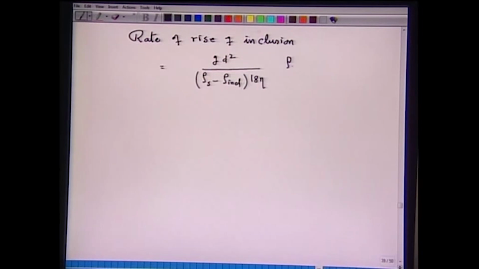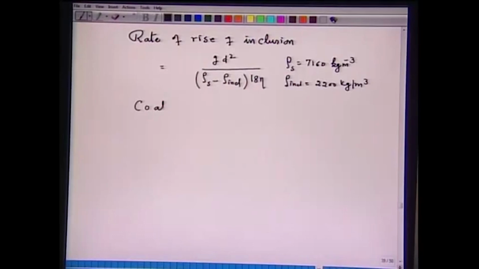viscosity. Now, if I take rho s, that is the density of steel, as 7160 kilogram per meter cube, and rho inclusion, for example, 2200 kilogram per meter cube, then a 5 micron meter and 50 micron meter spherical size inclusion will take 3000 minutes and 50 minutes respectively to float a bath height of 2 meter. So, what is important from here is that the coalescence of inclusions is important.